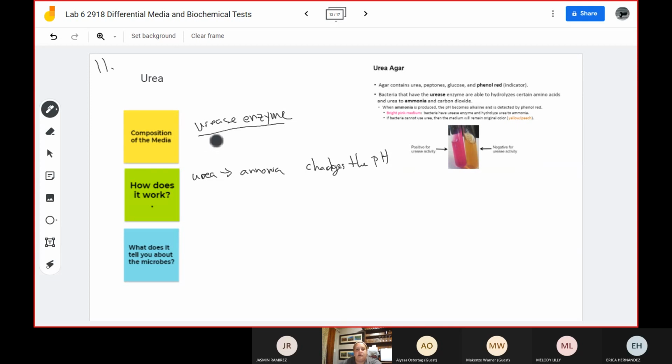The media itself has urea, peptones, glucose, and phenol red indicator dye. What does this tell you about the bacteria? If it turns pink, it is positive. If it stays yellow, it's negative for ammonia production or the breakdown of urea. What does this tell us about the microbe? Whether or not they have the urease enzyme.